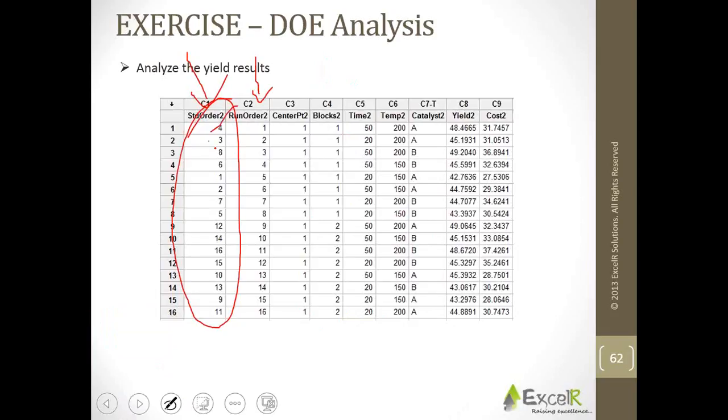We have 4, 3, 8, 6, 1 and all that. So fourth experiment is run first, third experiment is run second, eighth experiment is run third. Here if for example 12th experiment is run 9th, 10th experiment is run 13th, right? So this is randomized. The experiment that we have just conducted is called as randomized experiment.